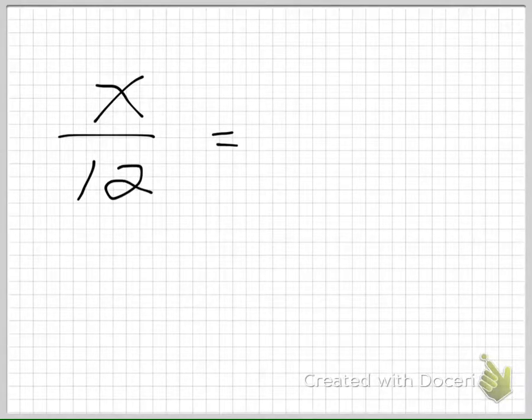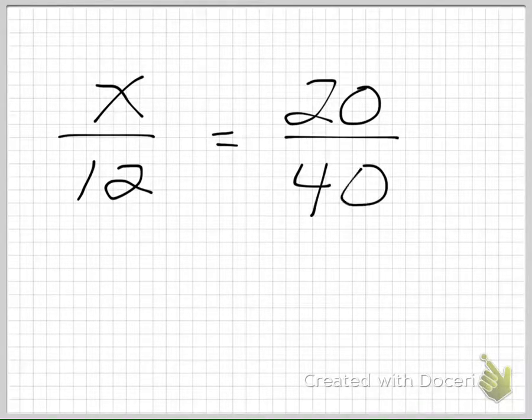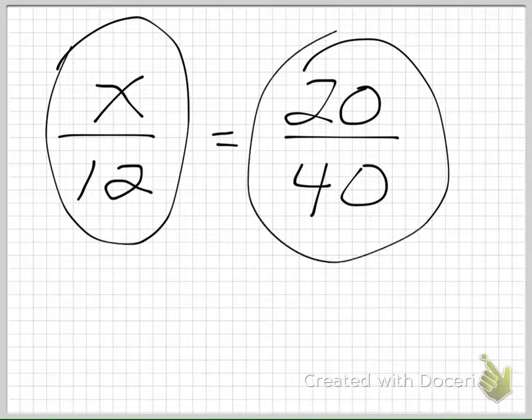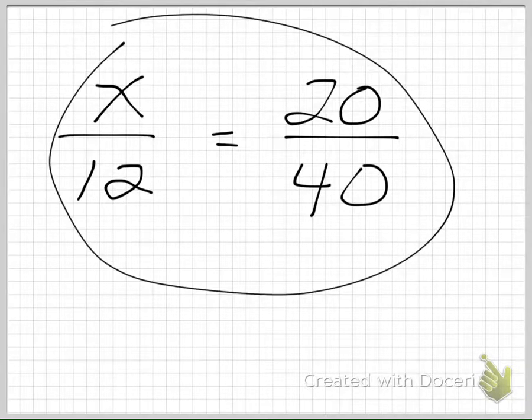But what happens if they give you a proportion? Okay, they give you a proportion. Now, how do you know this is a proportion? How do you know that's a proportion? Because what? There's the equal sign. They're telling you that this ratio and this ratio are, in fact, equal. So what makes something a proportion? Two equal ratios, right? Two equal ratios makes a proportion.